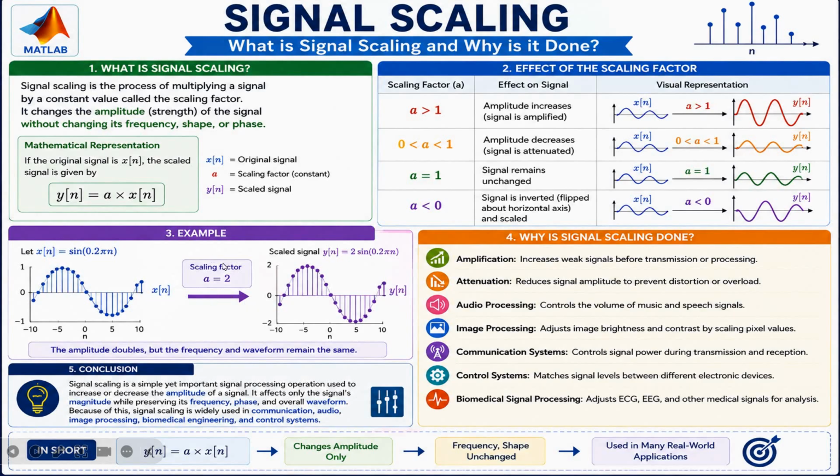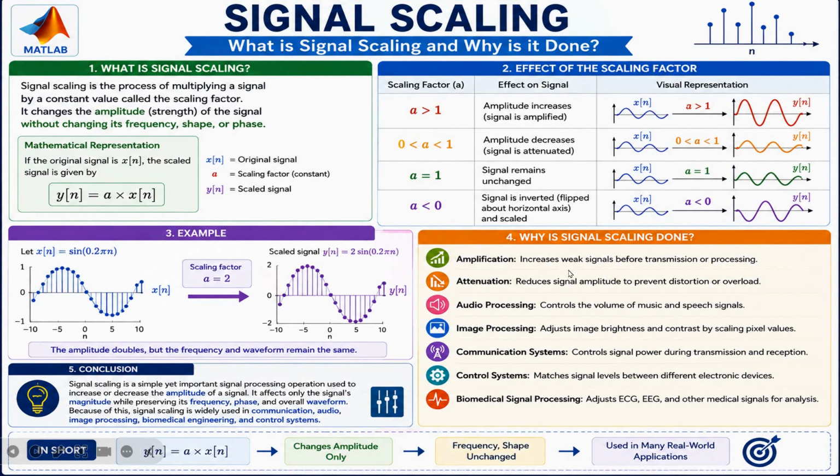Now we'll scale this input signal with a scaling factor a equal to 2. So the scaled signal is y of n equal to 2 times sine of 0.2 pi n. So here the amplitude increases. The amplitude doubles, but the frequency of both the signals, that is the input and the output waveforms, remains the same. Now, why is signal scaling done?